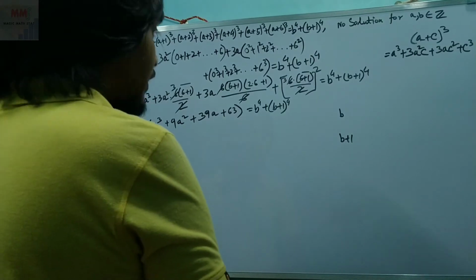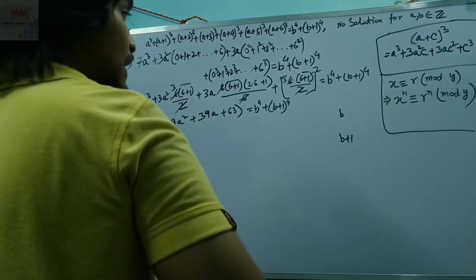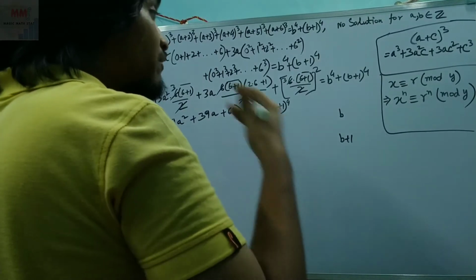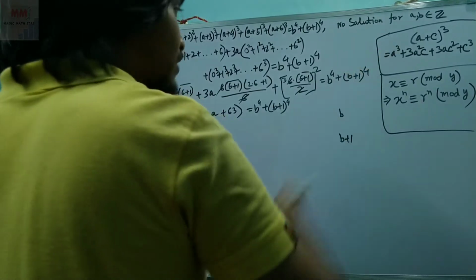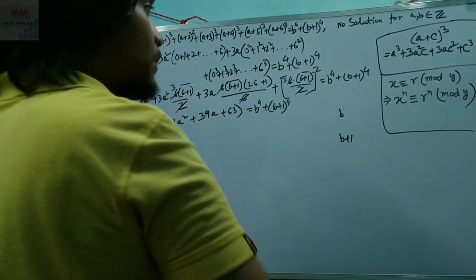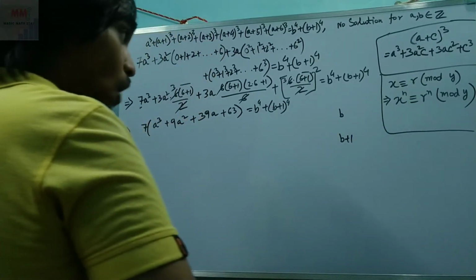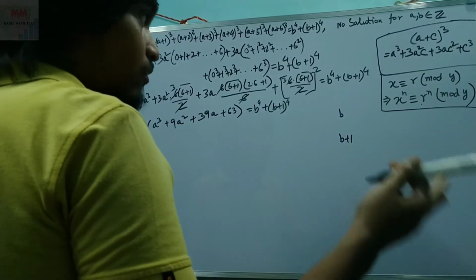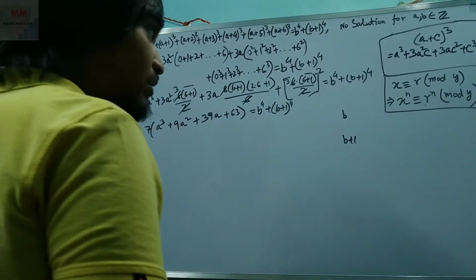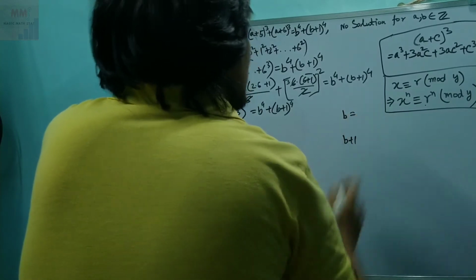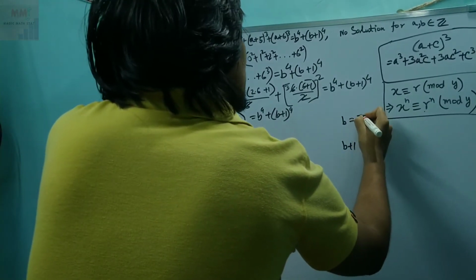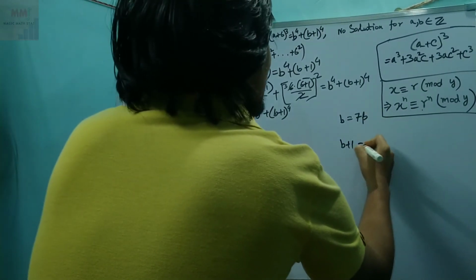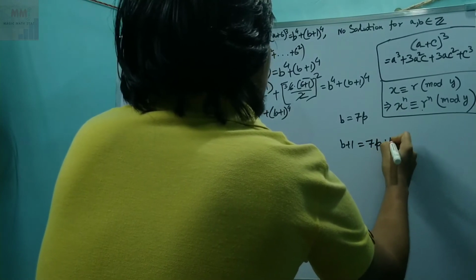And there is a theorem in number theory. If x is r mod y, that means if you divide x by y, you get remainder r, then x to the power n will be r to the power n mod y. Well, what is the best case scenario? b or b plus 1, one of them is divisible by 7. Okay, let's say b equals 7p. Then that gives us b plus 1 equals 7p plus 1.